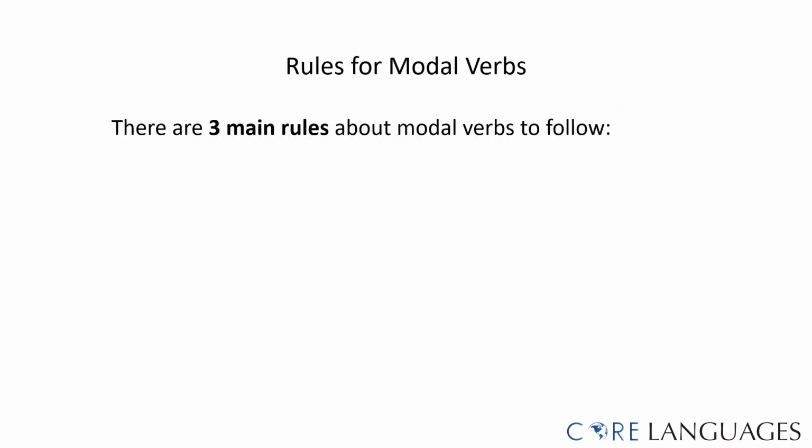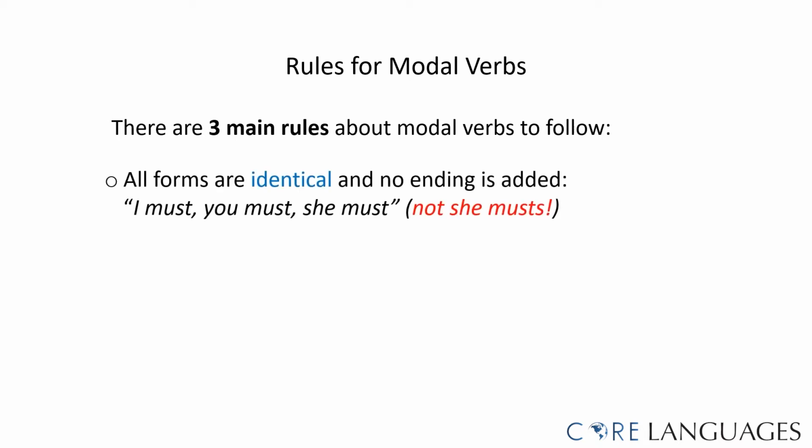There are 3 main rules when using modal verbs. When using a modal verb, we need to remember that all forms are identical and no ending is added. For example, I must, you must, she must. It is important to note that it is not she musts. No S is added in the third person.